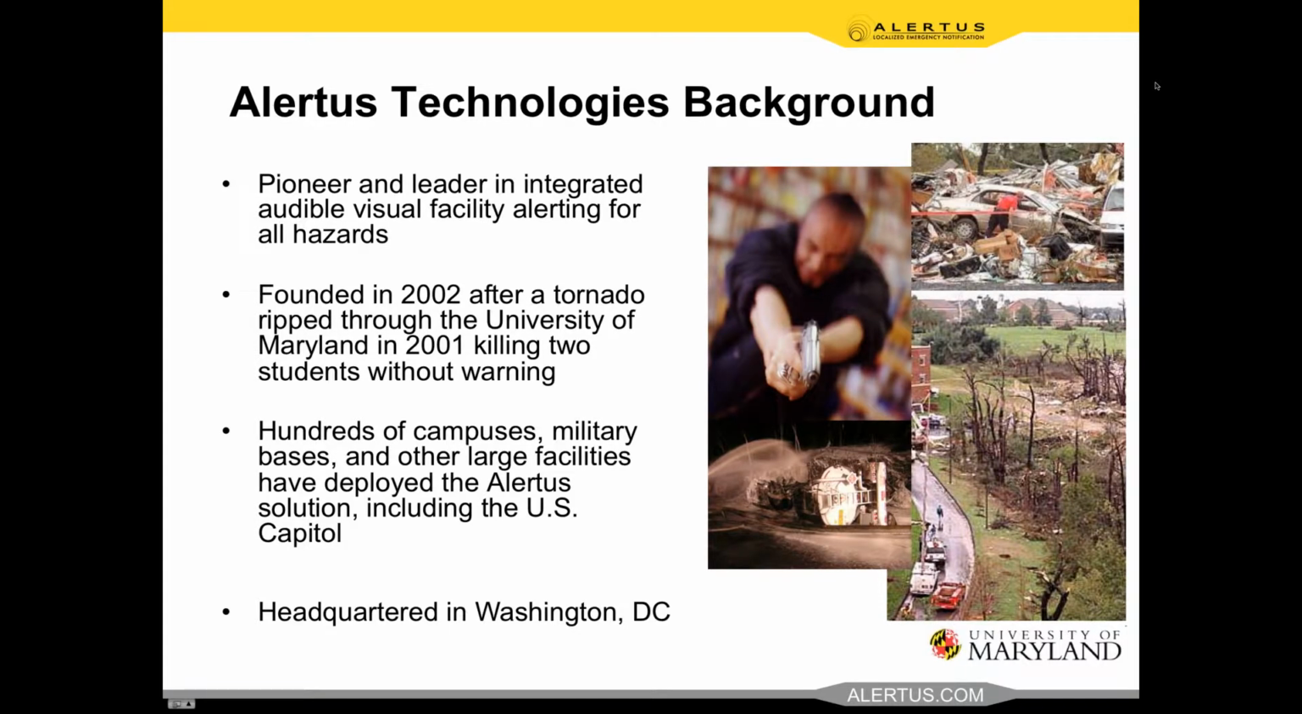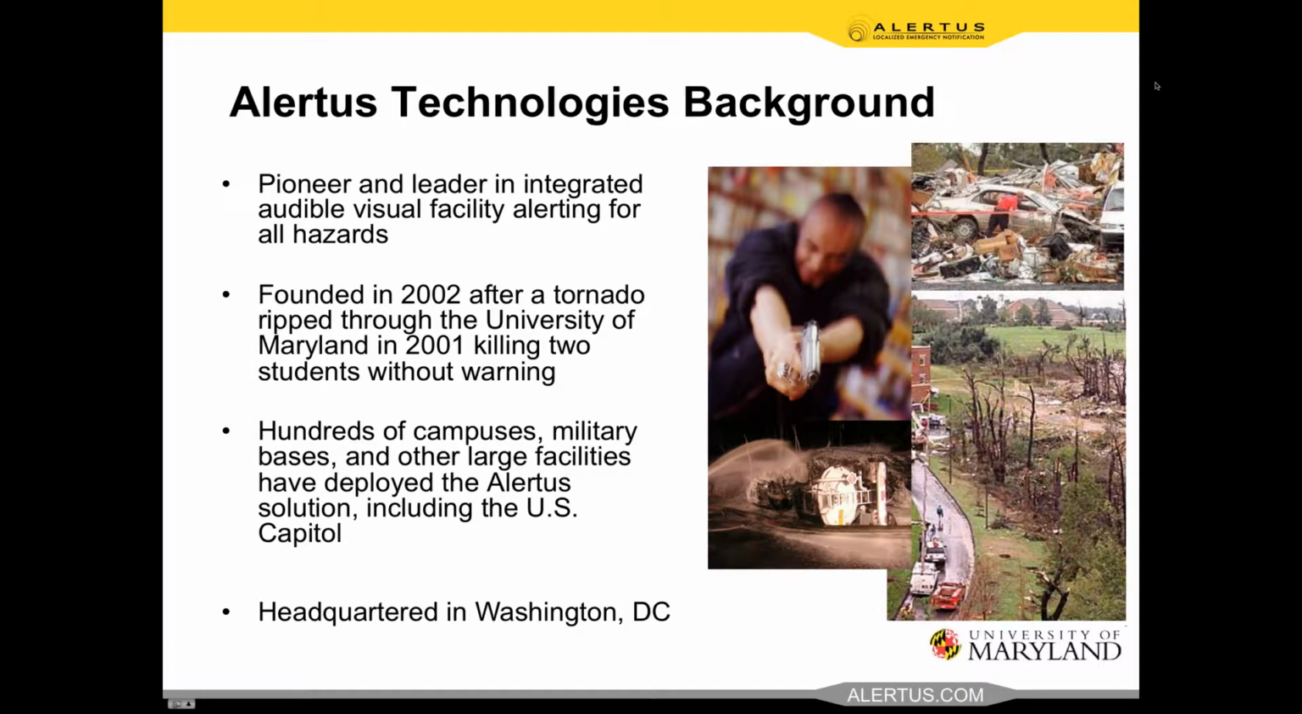So, a quick background on Alertus: we're a pioneer in integrated audio-visual facility alerting for all hazards. We were founded in 2002, after a serious event at the University of Maryland. A tornado went through the University of Maryland in 2001 and killed students without warning. From there, the founders, who were on campus, were really focused on trying to solve that challenge. They since solved that challenge with the Alert Beacon, which was the first product.